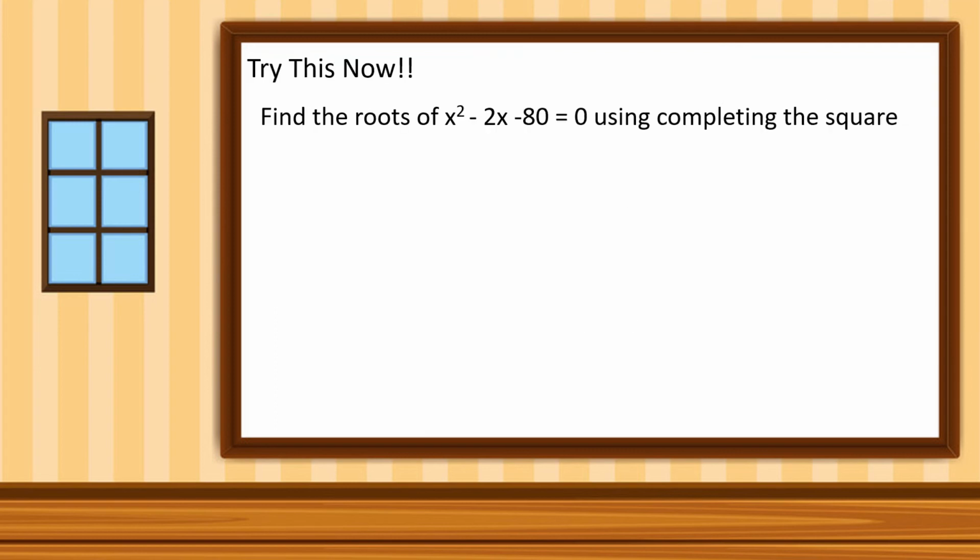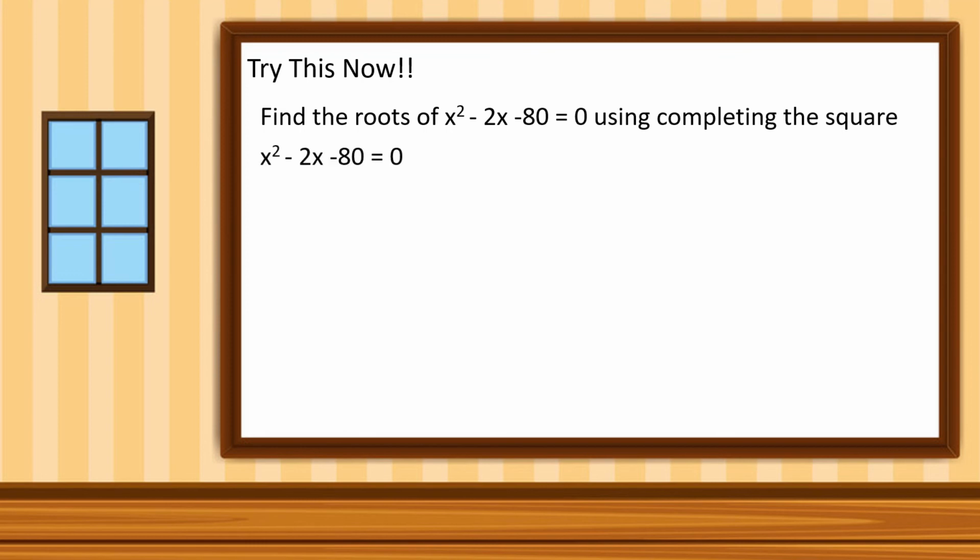Now, to test if you really understand this topic, try this now. Find the roots of x squared minus 2x minus 80 is equal to 0 using completing the square. You may pause this video and then answer, then unpause it to know if your answer is correct. So let us now answer.